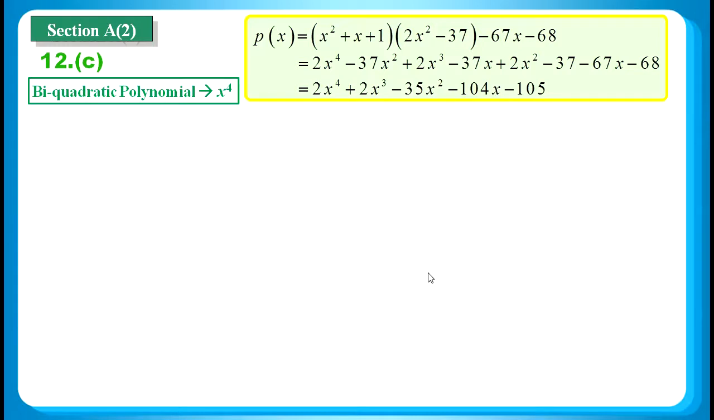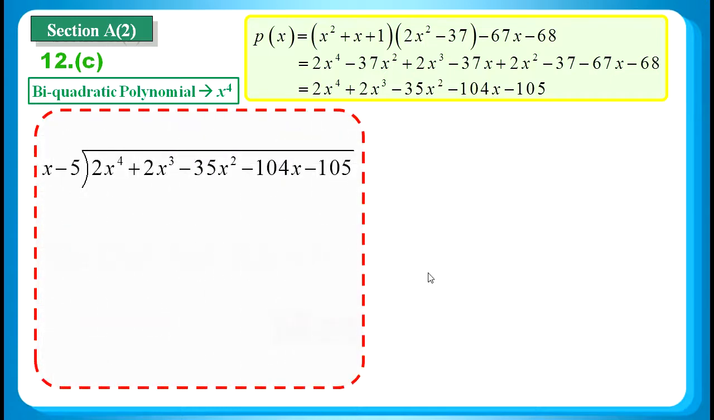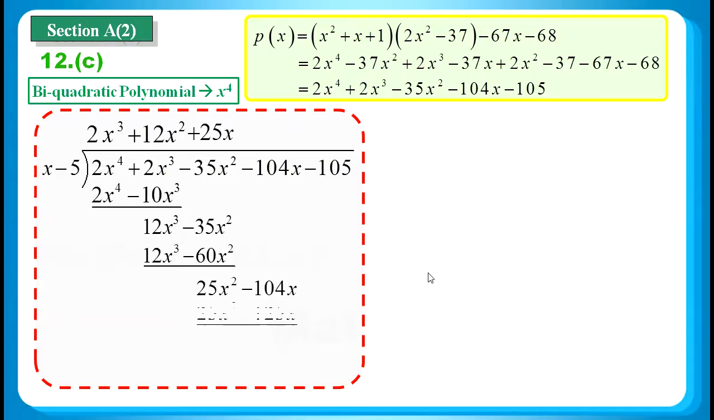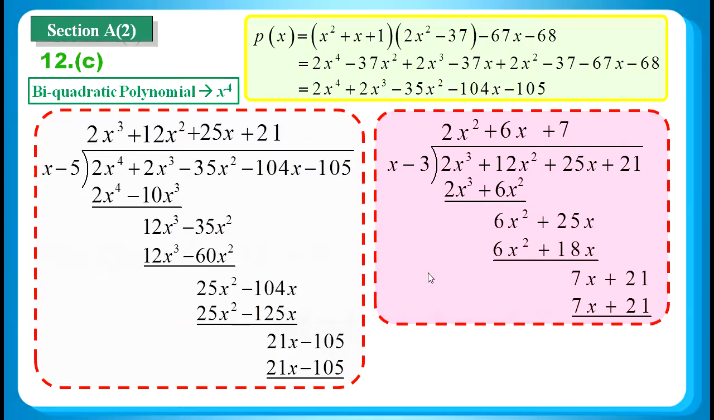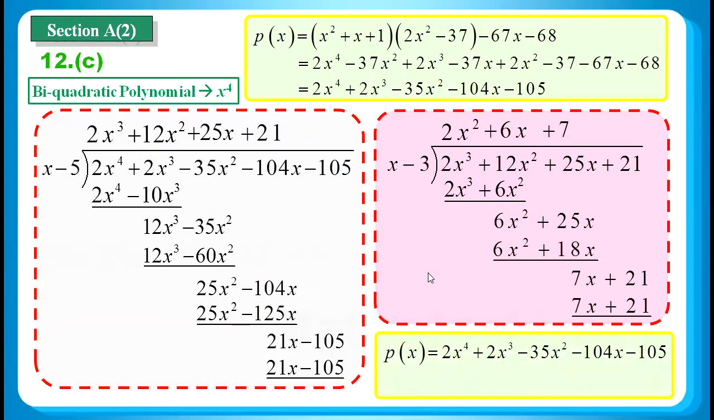Is this very difficult to do? Yes or no? Because we know synthetic division, that means we will use one of the factors, x minus 5, to divide it. And then we will have a cubic polynomial. That means we are back to normal. There is another factor, x minus 3, so we do the synthetic division once again. We can have our quadratic polynomial. And now P(x) is in factor form.